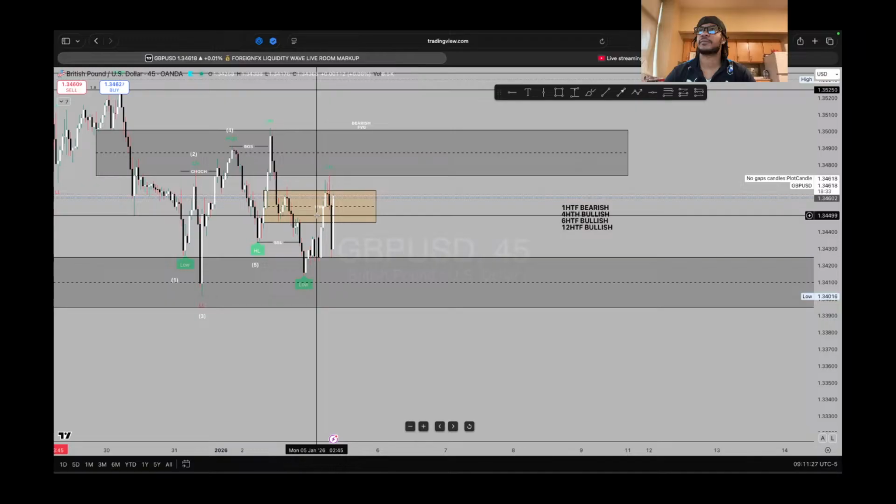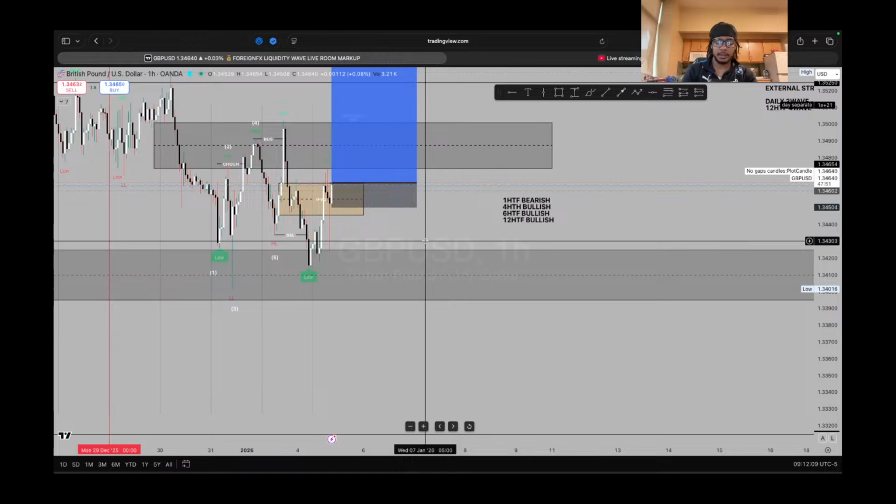My stop is not the best right now. I honestly should be covering that wick as well. That wick should be covering GBP USD. So let's look for it.